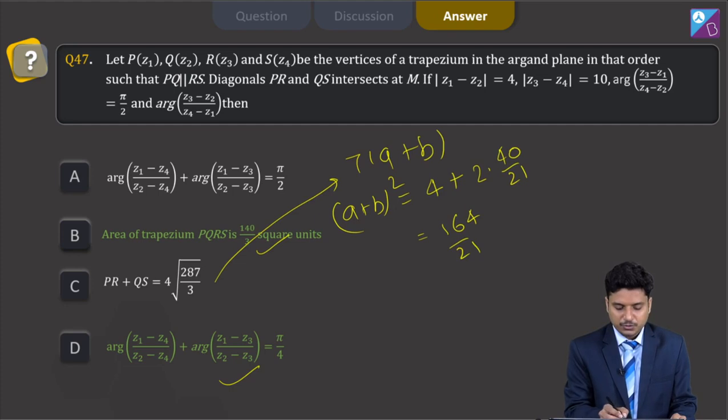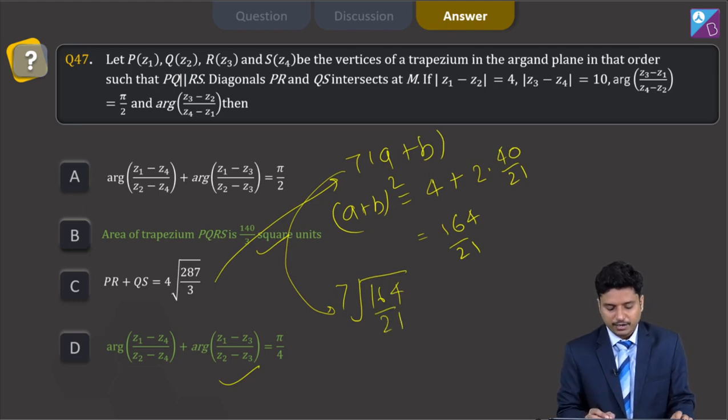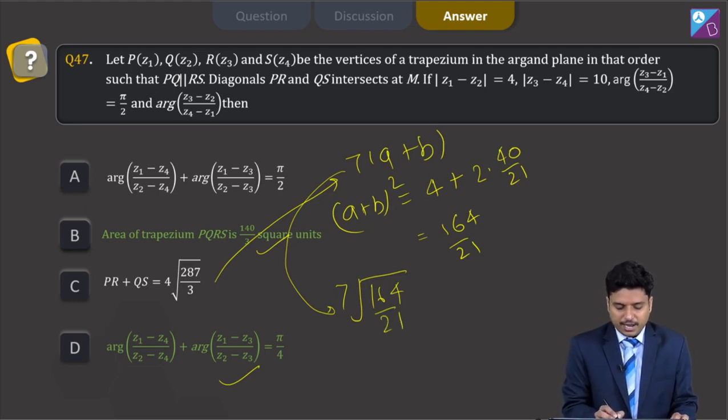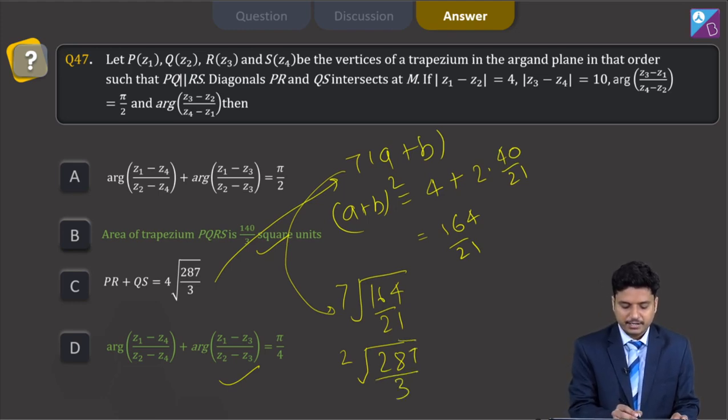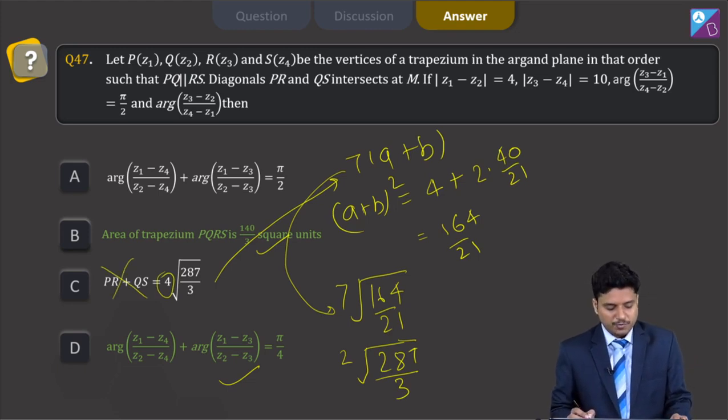So PR plus QS, that is 7 times (a plus b), is actually 7 under root 164 by 21, which is equal to 2 under root 287 by 3. But here it is given as 4, so this option C is actually wrong. So B and D options are the correct ones.